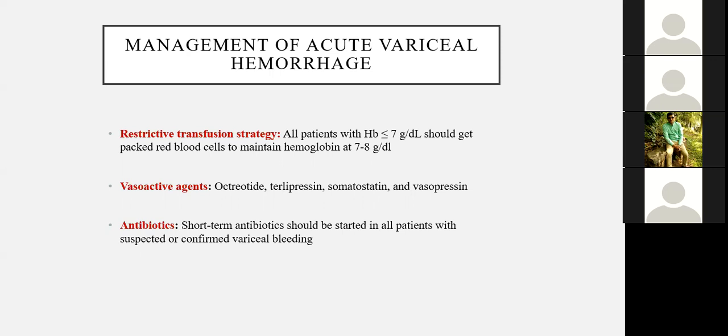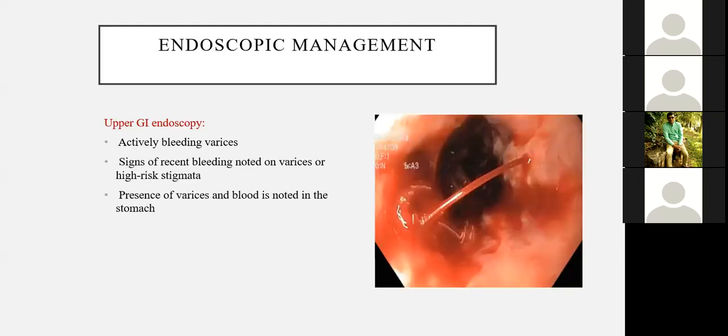All patients with Hb less than 7 grams per deciliter should get packed cells, but we have to maintain the hemoglobin at 7 to 8 grams per deciliter. And different vasoactive agents like octreotide, terlipressin, somatostatin, and vasopressin were used to control the bleeding. And we should start antibiotics in all patients with suspected and confirmed variceal bleeding in order to reduce secondary bacterial infections.